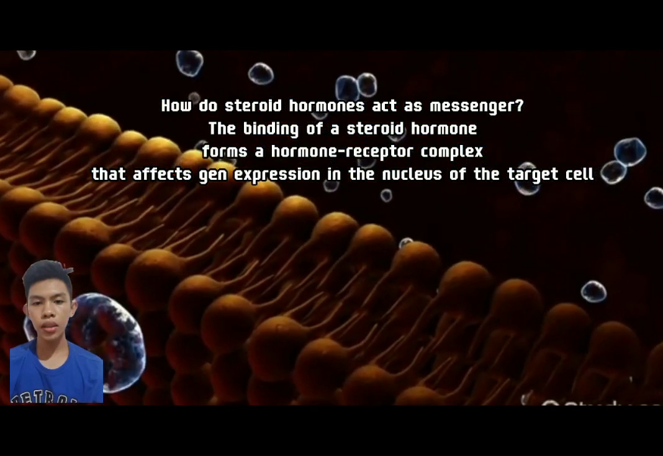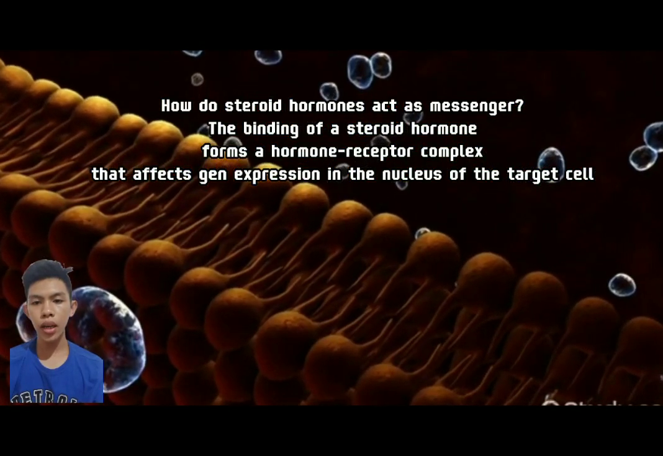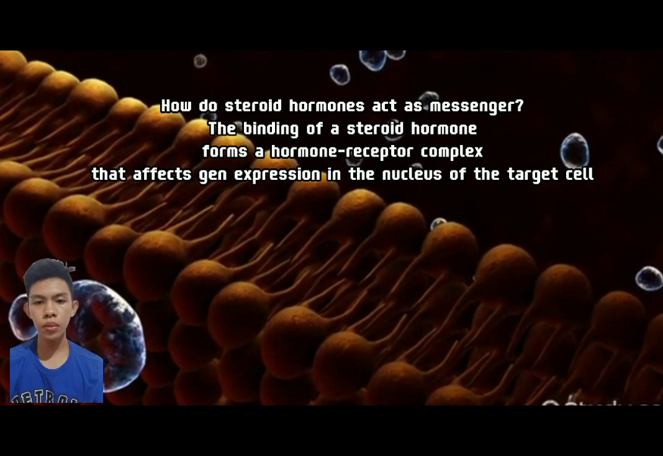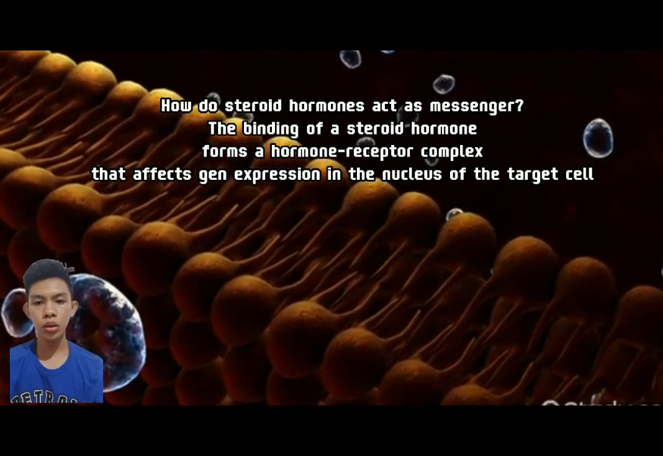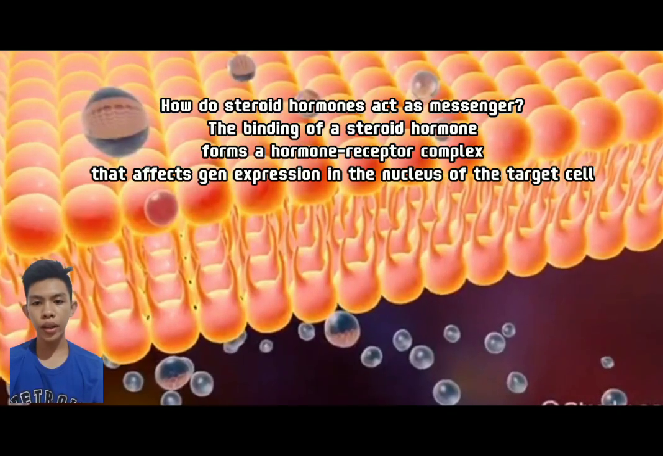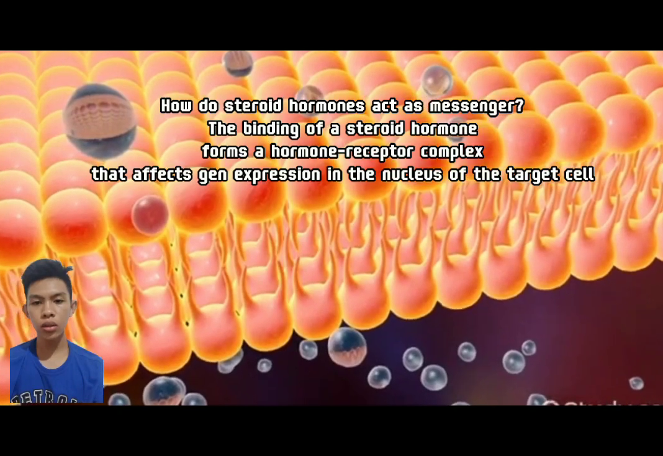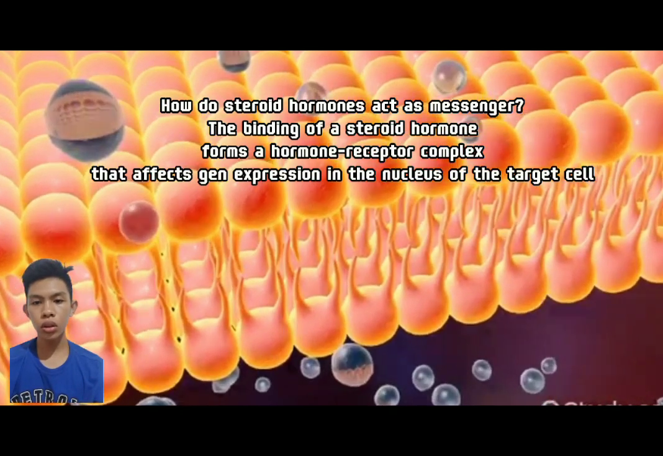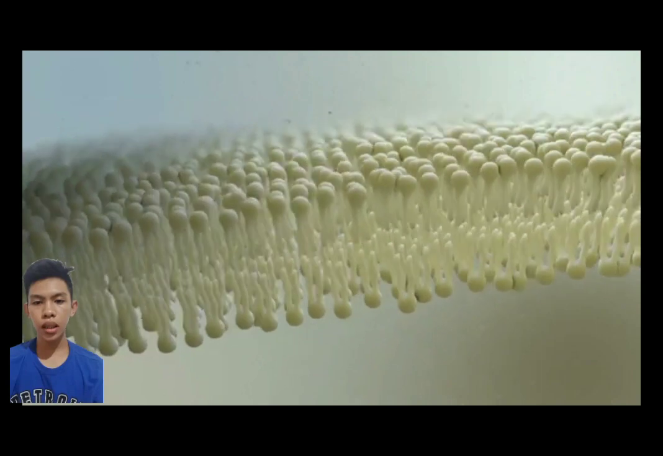How the steroid hormones act as messengers: the binding of a steroid hormone forms a hormone-receptor complex that affects gene expression in the nucleus of the target cell.